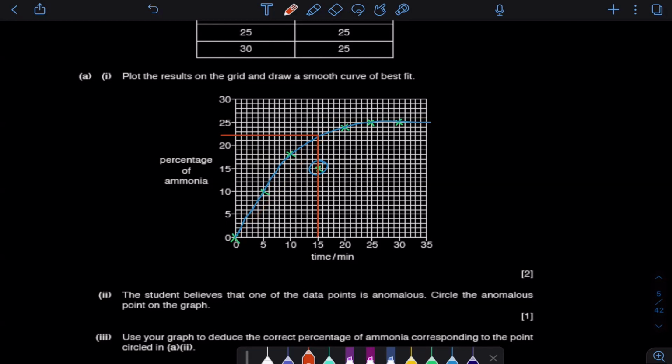So it depends on what the data is. In this particular data, it's very hard to draw a line of best fit.